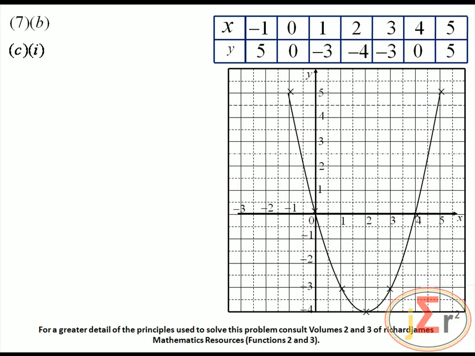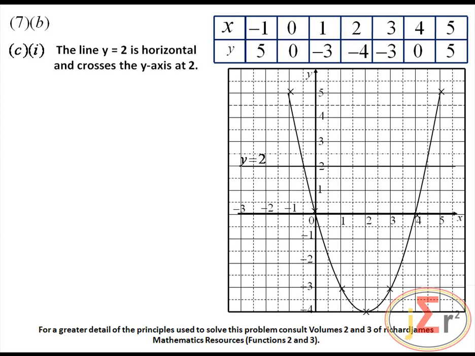We are required to draw the line y is equal to 2, which is a horizontal line that crosses the y-axis at 2. So the line y is equal to 2 is horizontal and crosses the y-axis at 2. There we have it. Y is equal to 2. Then we will state the coordinates of the 2 points at which the curve meets the line.